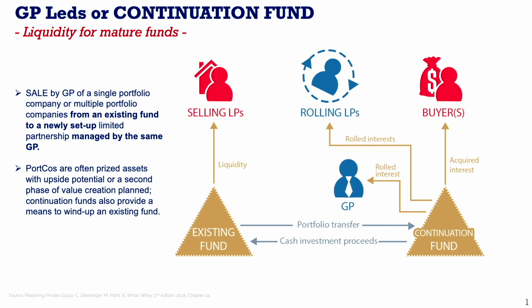So those portfolio companies very often are prized assets that have upside potential left, or a second phase of value creation is planned that cannot be executed in the existing fund, because the existing fund is coming to the end of its lifetime. So that gives you a little bit of an idea of the different structures you can find in secondaries. Now, part 3 will tackle one or two more strategies for those of you that want to go deeper.